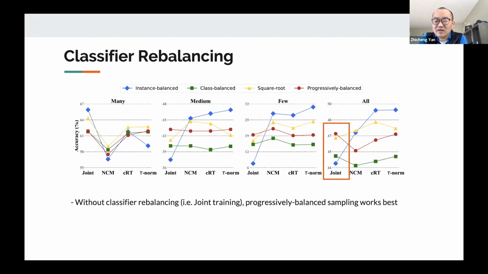If you only have one stage during training, we find the overall performance is best when you use the progressively balanced sampling. This is something people didn't try out before. I think people tried two-stage training, where you start with instance balanced, then you switch to class balanced. But here we show that by smoothing out this kind of transition in the sampling strategy, you can squeeze a little bit more gain on the overall performance.